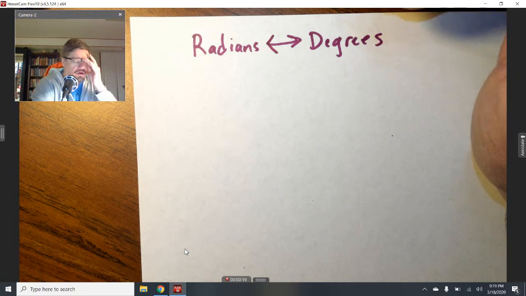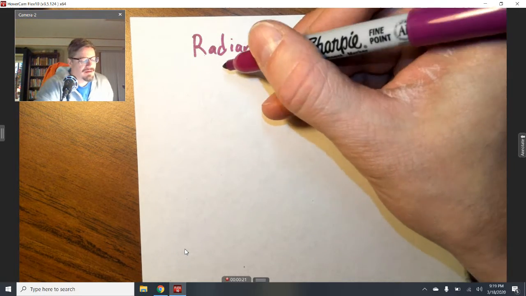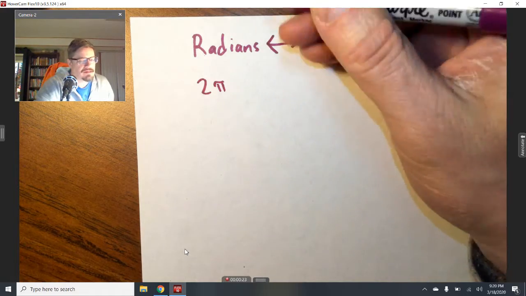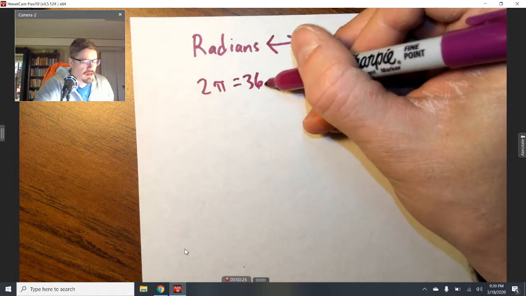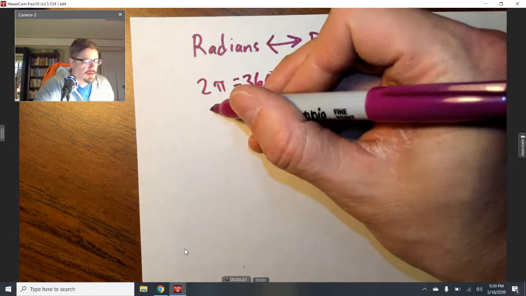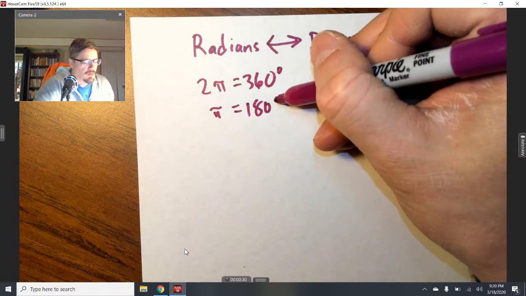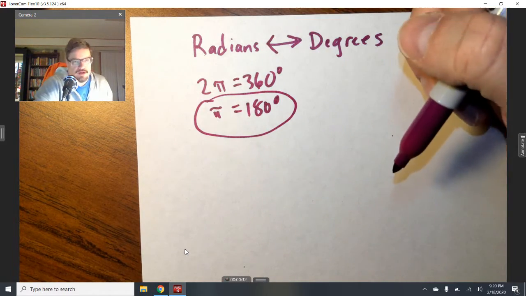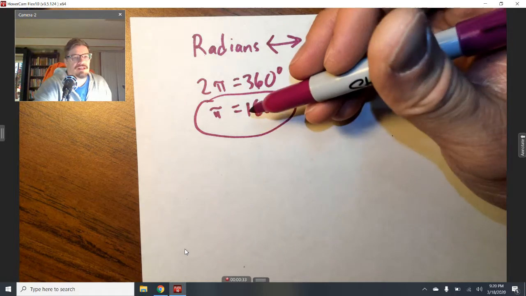Now this is going to be very brief, but what I want you to think about is when we said that 2 pi is 360, we said that pi is 180. What I want you to do is remember that that's the focal point. This equivalence is all that you need.